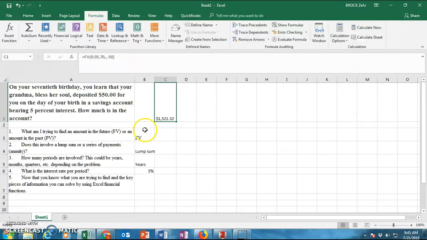So the original $50 deposit, the difference between that $50 and what it's worth now would be all of the accumulated interest over that 70-year time period.